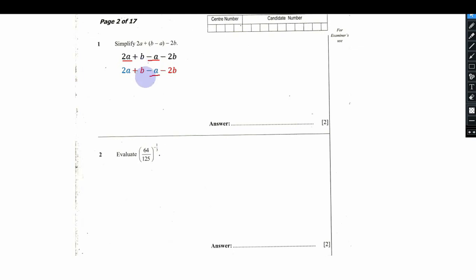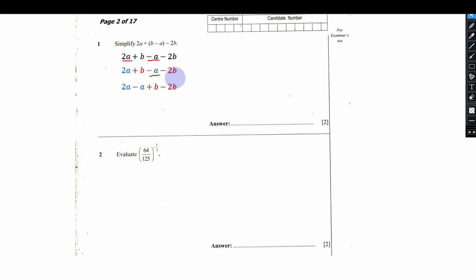And as you can see, I've highlighted them with different colors. The blue ones represent the like terms, and then the red ones represent the like terms. So let us group them. They will be in this way: 2a minus a. I've carried the a together with its sign, and then plus b, and then minus 2b.